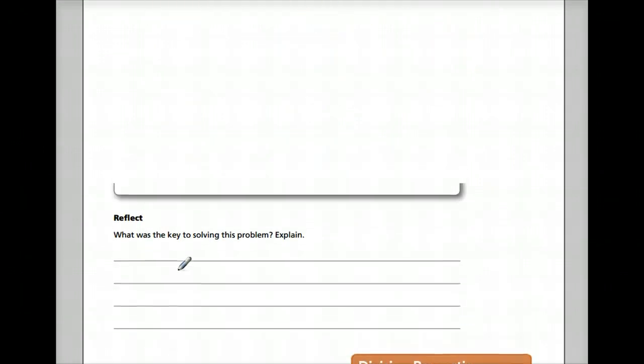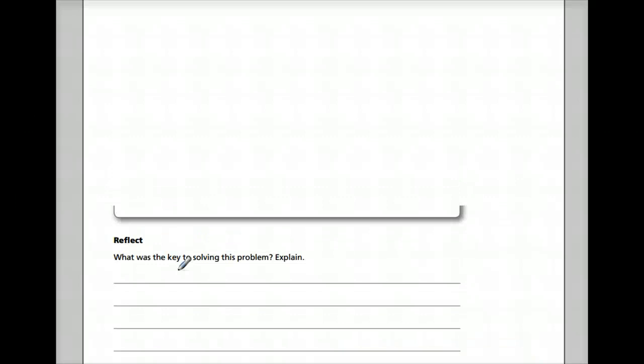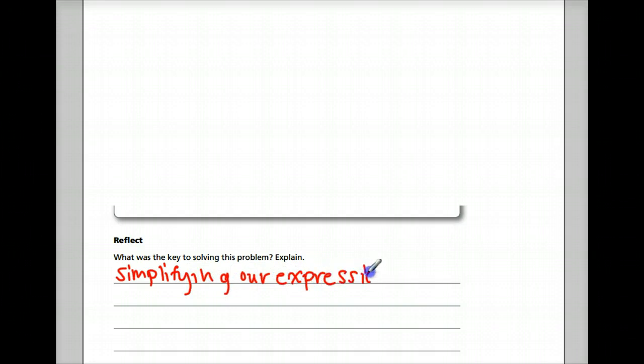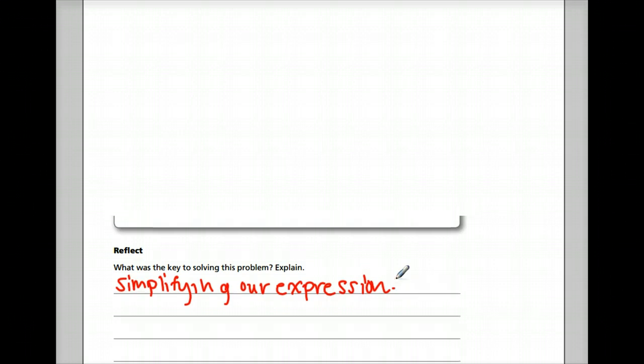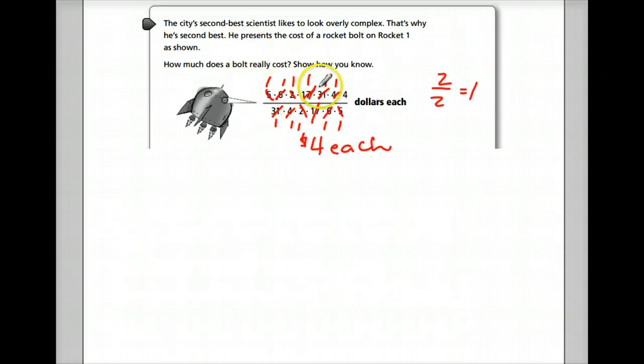So let's do our reflection. What was the key to solving this problem, and explain? Well, the key to solving this problem was just simplifying our expression. And that's kind of what we use when we are working with division of exponents, is just a bunch of simplifying. We might have 10 x's up here and 5 x's down here, which gives us 5 x's left over. So that's what they wanted you to take from that.